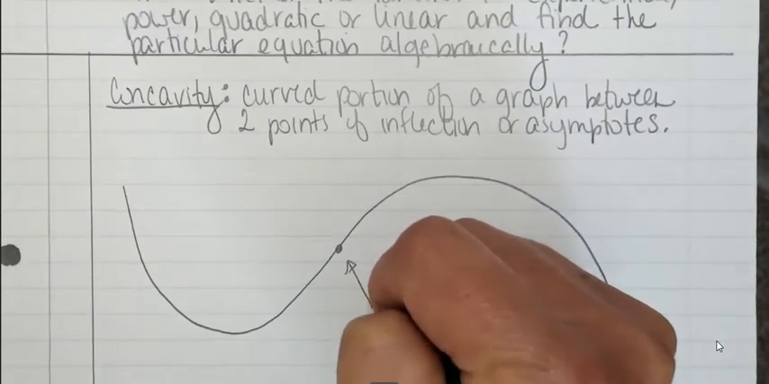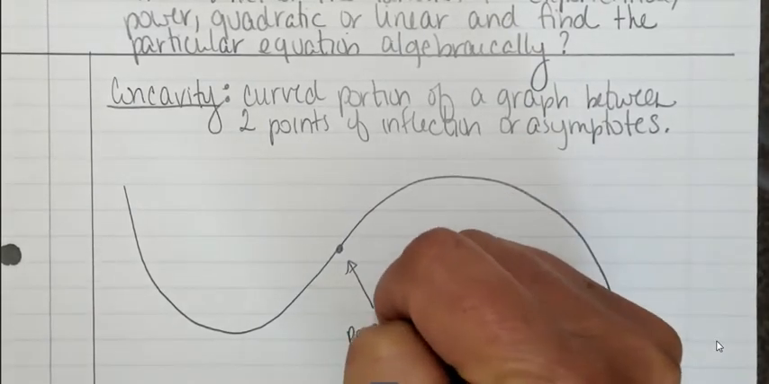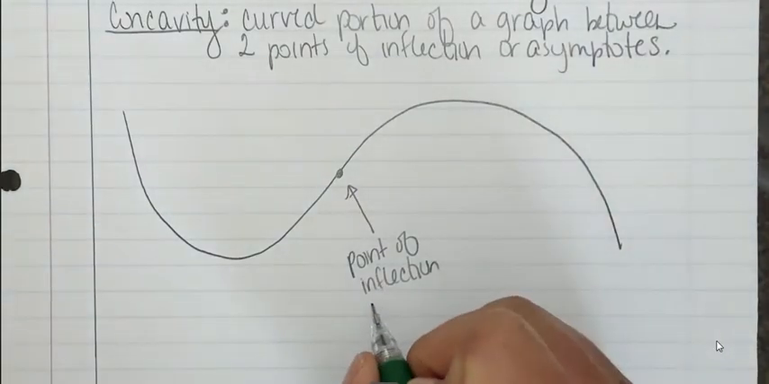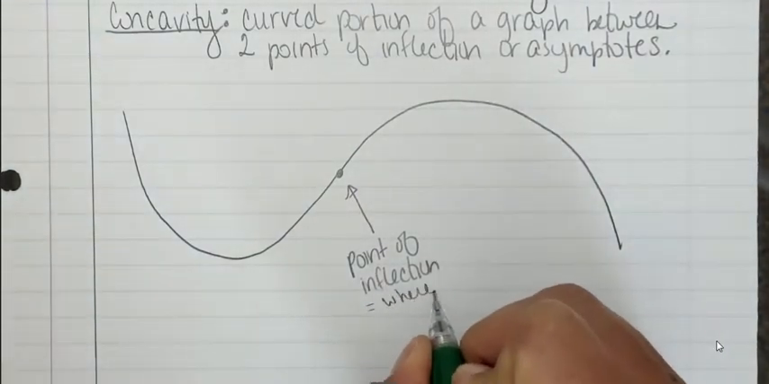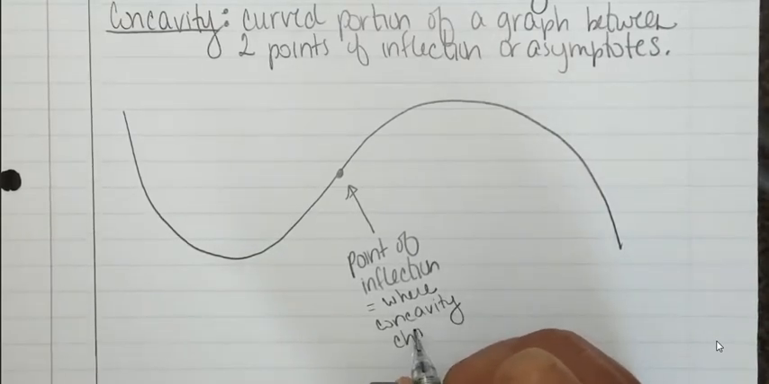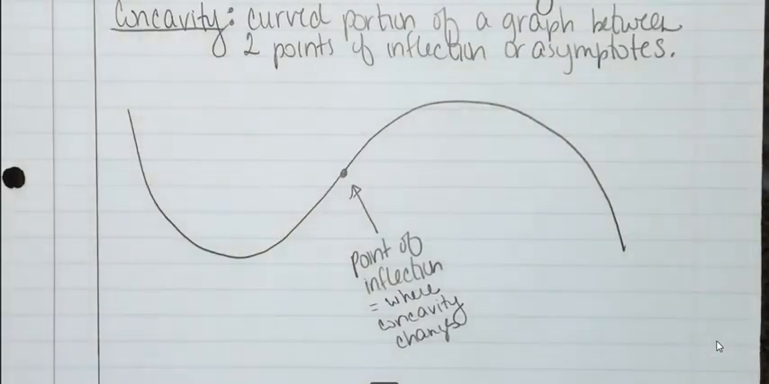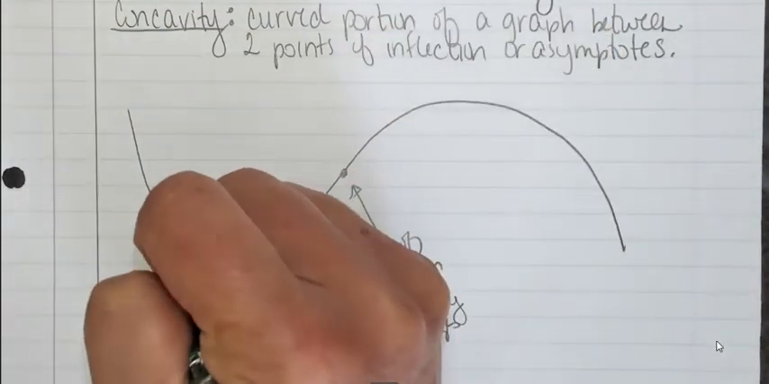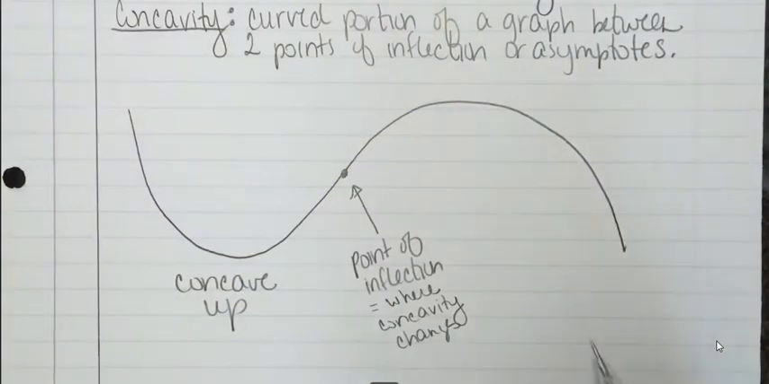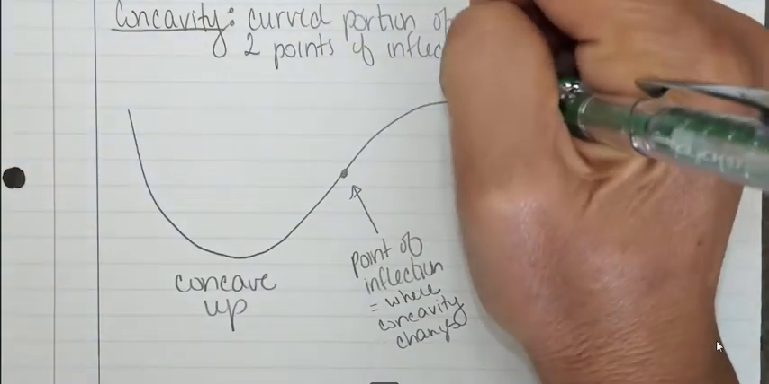So we call this point of inflection. And this is where the concavity changes. So I'll put where concavity changes. Okay, so we have two types of concavity here. We have concave up, which is on this side. And then we have concave down, which is over here on this side.